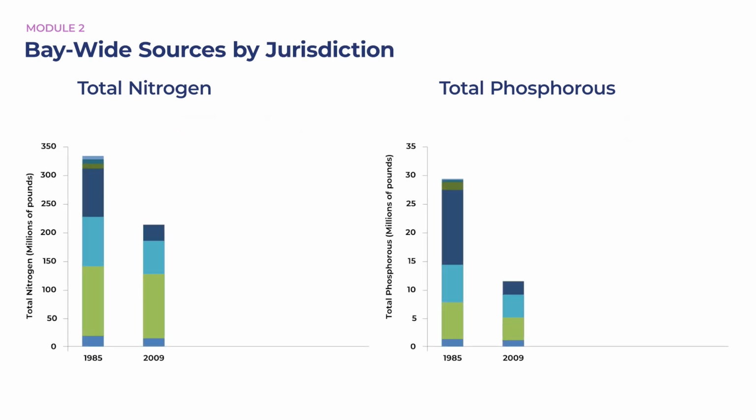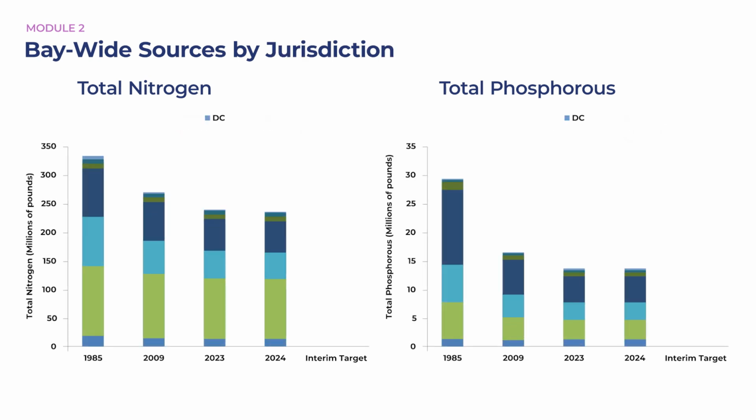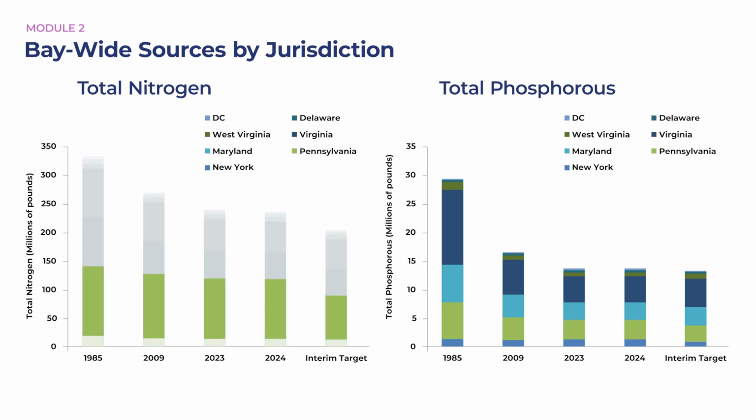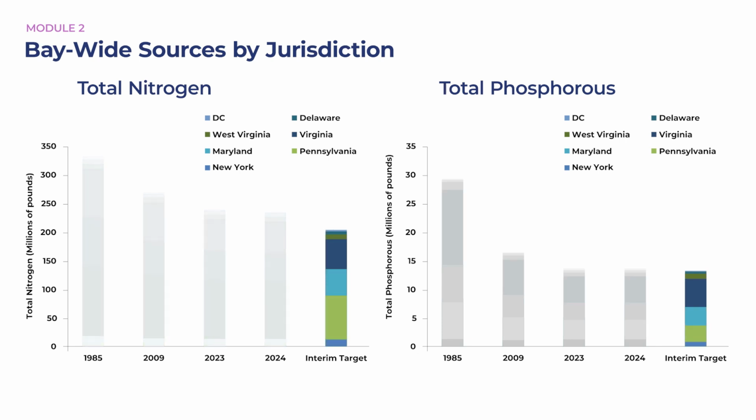These are similar graphs, but broken down by jurisdiction: DC, West Virginia, Maryland, New York, Delaware, Virginia, and Pennsylvania. You can see that the majority of the total nitrogen loads are coming from Pennsylvania, where agricultural lands are a primary driver of these loads, while the majority of the total phosphorus loads are coming from Virginia, which is not only due to having a lot of agriculture, but also due to Virginia's high total phosphorus soil content. These graphs also show that while many states are close to reaching their interim targets for total phosphorus, there is still more work to be done to achieve the total nitrogen interim target.